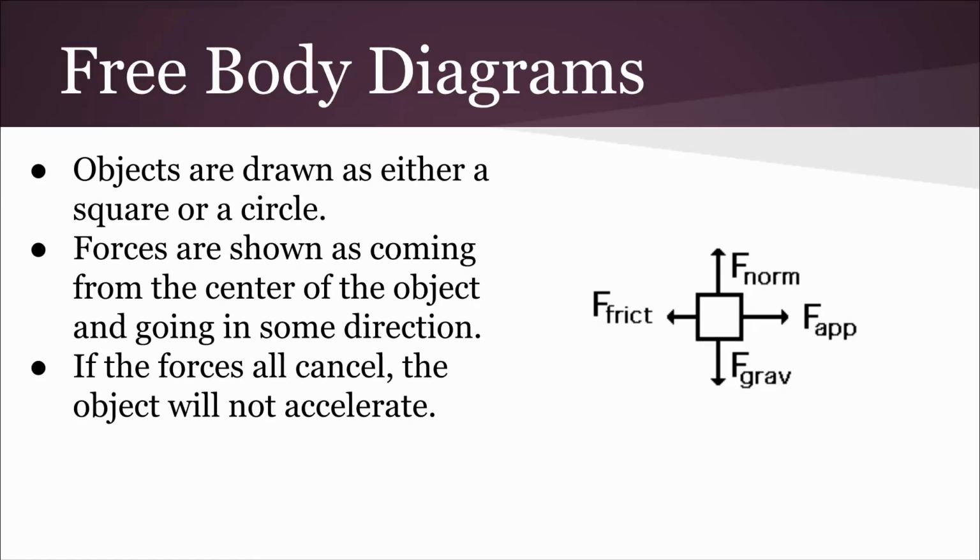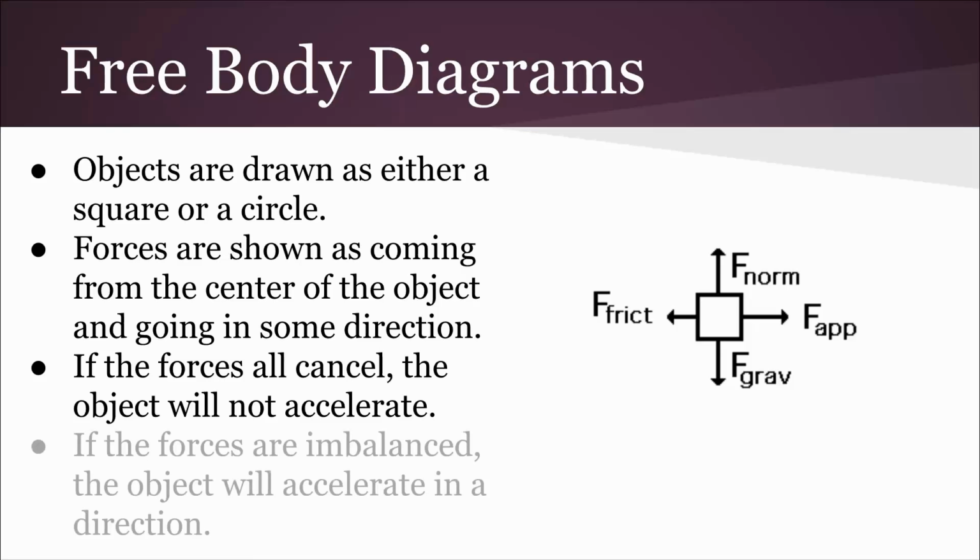If the forces all cancel, the object will not accelerate once again. So balanced forces do not result in acceleration. If the forces are imbalanced, the object will accelerate in whatever direction it is that's left over. So you can see with all these arrows, you're basically just canceling them out using vector addition. Seeing what's left, that's the direction the object moves in.